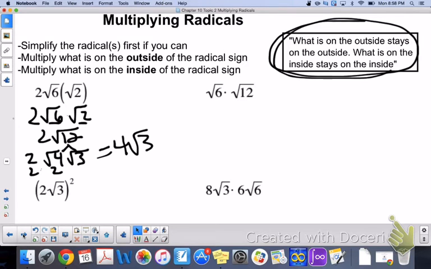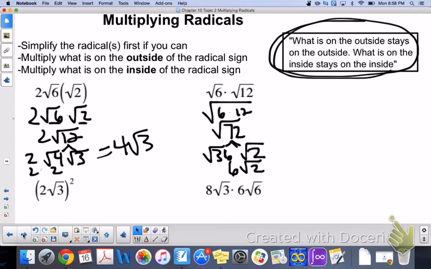Now, root 6 times root 12. One way to do that is to say, okay, 6 times 12 is 72. What perfect square goes into 72? 36 times 2. Square root of 36 is 6, so you get 6 root 2. Another way to do that is to recognize that 6 goes into 12. So instead of multiplying, I'm going to break down root 12 to root 6 times root 2.